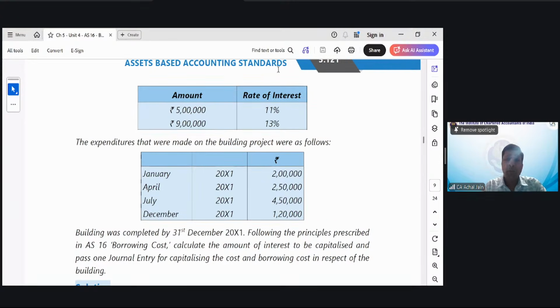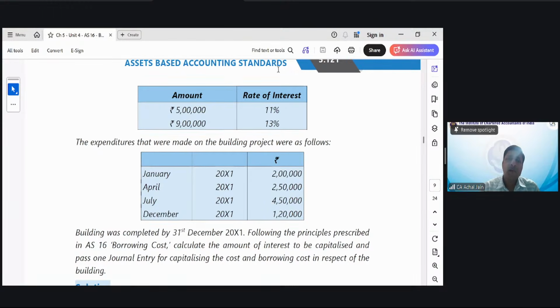It says building was completed by 31st of December X1. Following the principles prescribed in AS 16, calculate the amount of interest to be capitalized. Number one, pass one journal entry for capitalizing the cost and borrowing cost in respect of the building. So this journal entry is very simple. For capitalization, we can pass. I think first of all, we will have to work out the amount of interest to be capitalized.